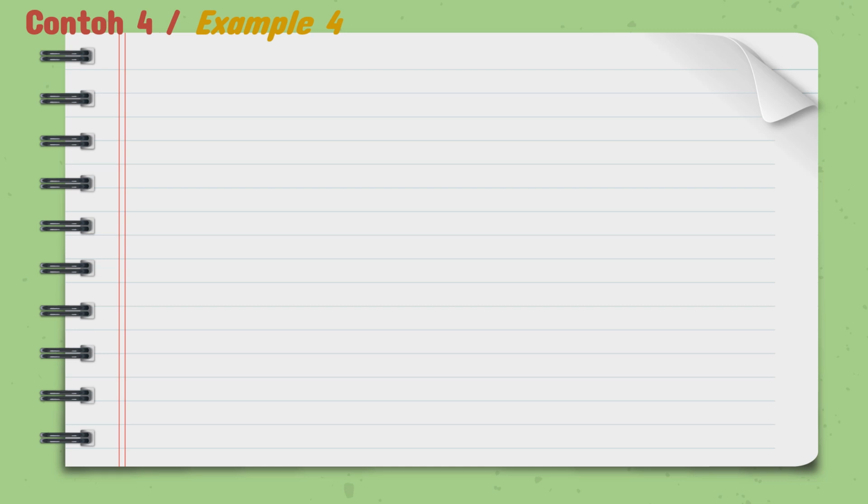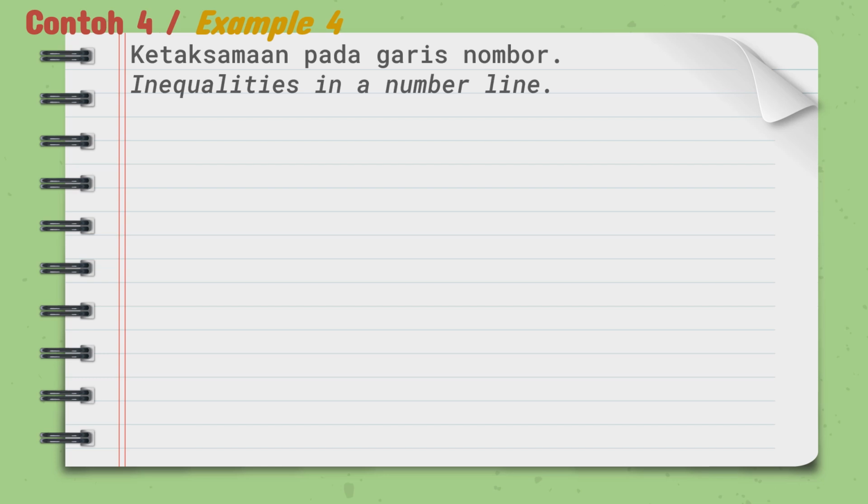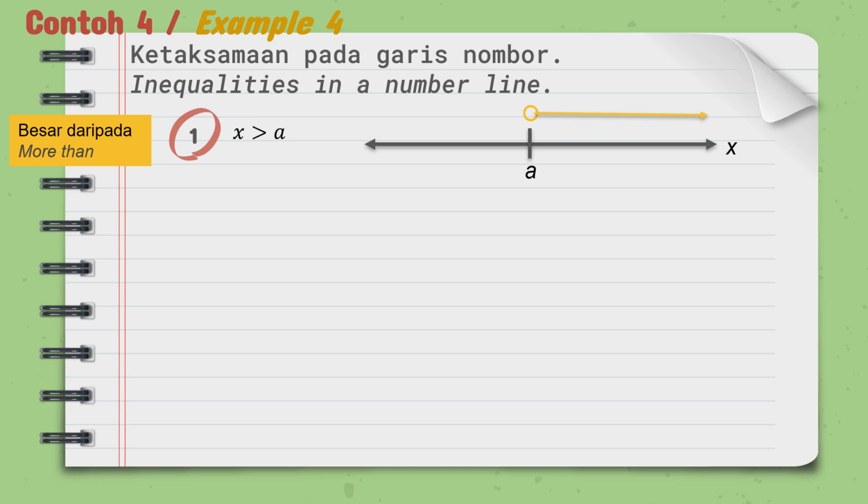Alright, so here again example 4. So this is inequalities that can be represented on a number line. Alright, so the first case is more than, so the symbol is like this. We have x, which is any number on the number line, and we have A, which is a specific number on the number line. The situation is x greater than A. So you have an empty circle here, and then you have an arrow going to the right. This is the first case.